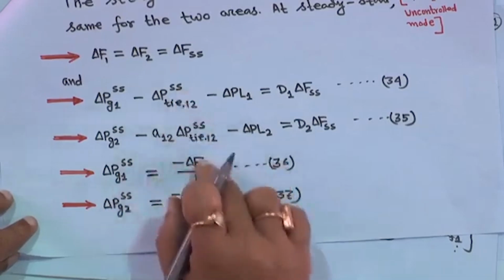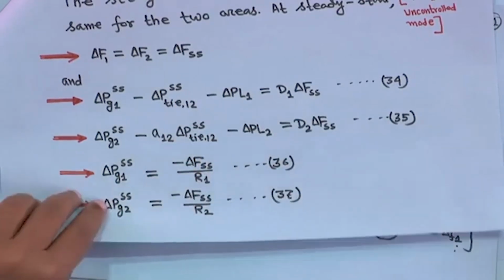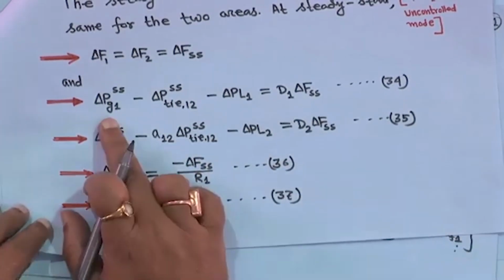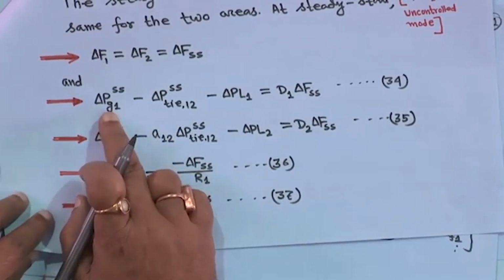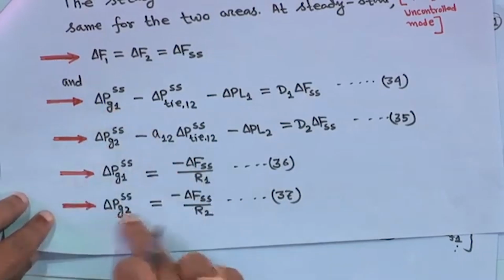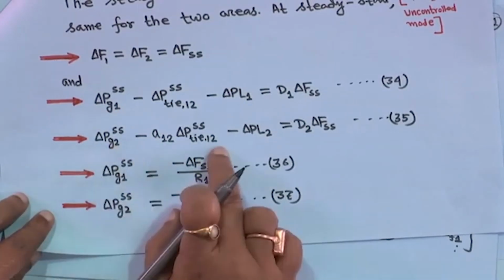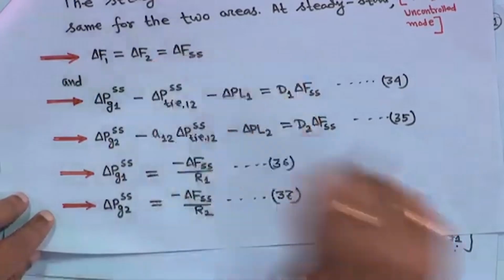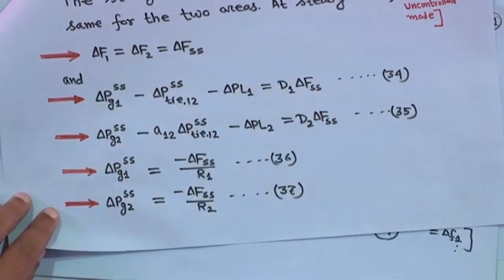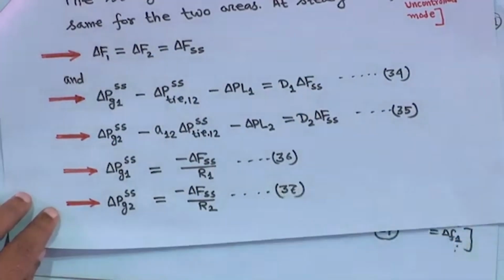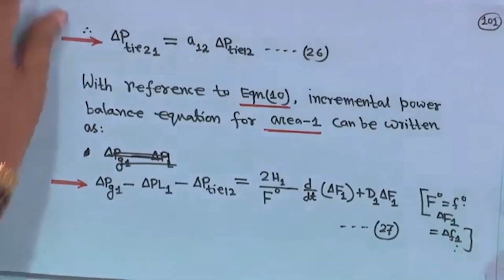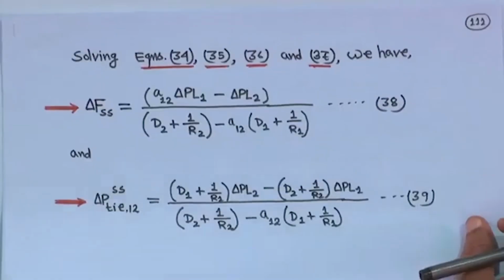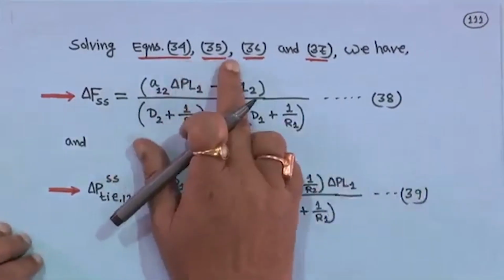Then solve these two equations, right. I am not showing it here, it is understandable. Delta Pg1 SS you put it here and make one equation, and here also delta Pg2 SS you put and make another equation, and solve this. Because it is linear equation solving, there is no need to do it here, you will be able to do it, right.